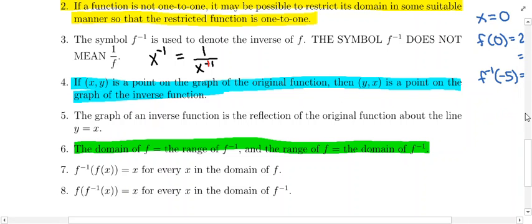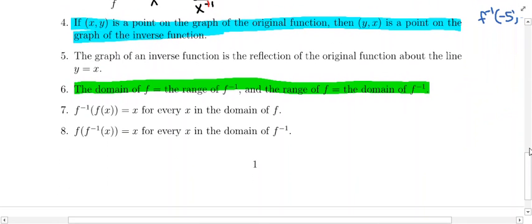Okay, 7 and 8 have to do with composition of functions. So if you remember composition of functions from algebra, you're basically plugging a function into another function, and order of composition matters. Like if I do the function f composed with the function g, that is probably going to be different than the function g composed with the function f. However, if you are dealing with a function and its inverse, if you compose them in either direction, you're going to get the same thing. And furthermore, the quantity that you get is going to be x.